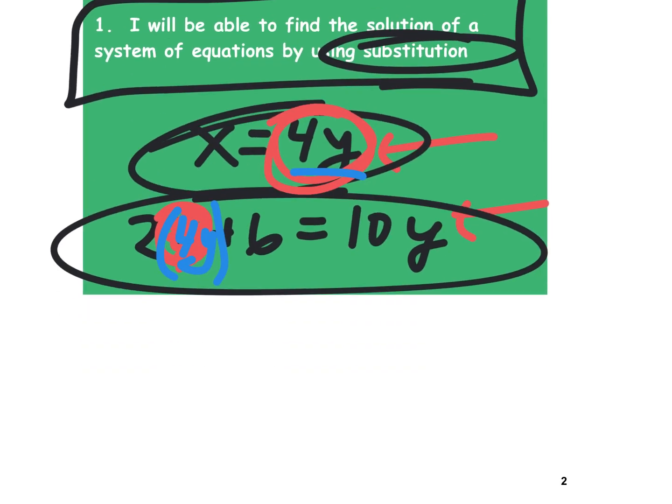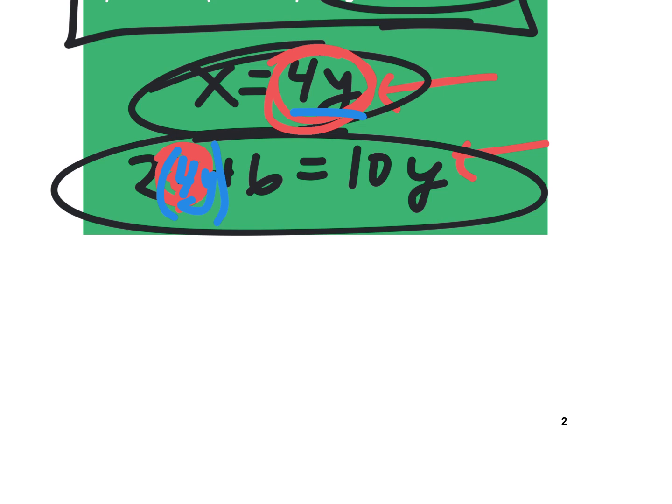And then look, it just became an equation. 2 times 4y plus 6 equals 10y. And yeah, that's kind of a pain. And some of you aren't awesome at solving equations. And that's what's going to make it hard for today. I substituted this in there. Here's a nice clean one.